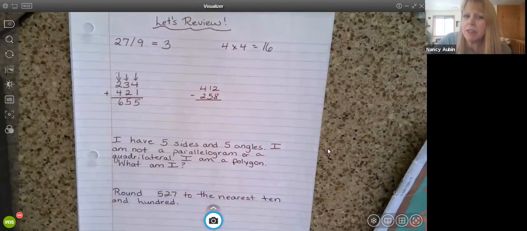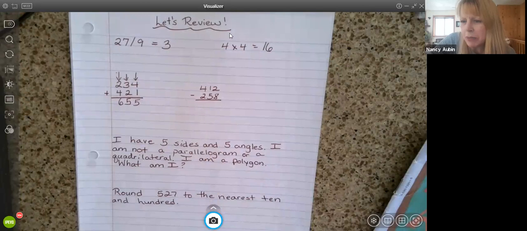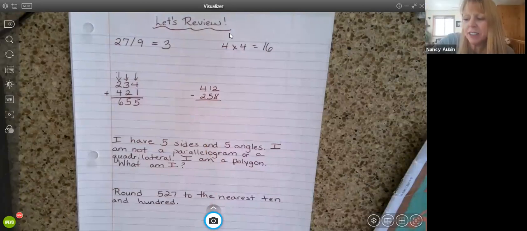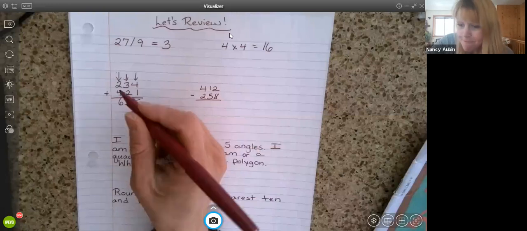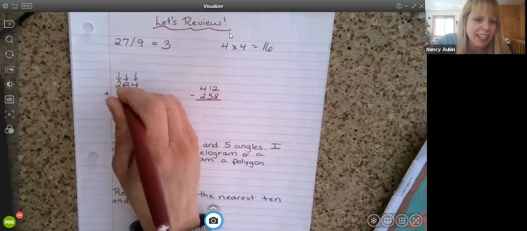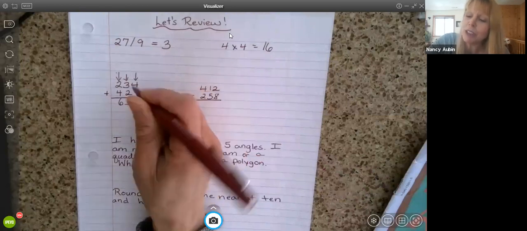What made that one different than the problems we have been doing? Did I have to make any new groups of 10? Were any of these sums greater than 9 or 10 or more? No, so I didn't have to bring the one over to the next place value, did I? I did that on purpose because I want to make sure that you don't do it just to do it.